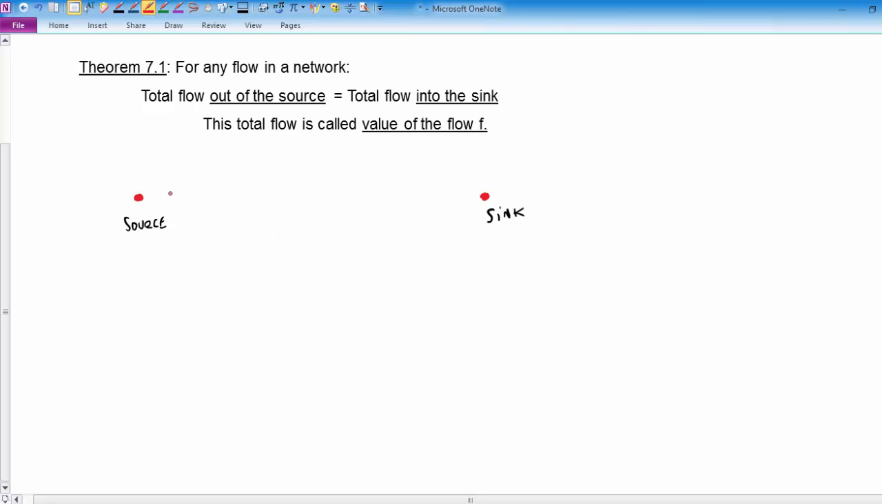And this theorem says that that is the same as the total flow into the sink. So we can easily find this value by adding all the flows, all the numbers on the arcs going out of the source, or all the arcs going into the sink.